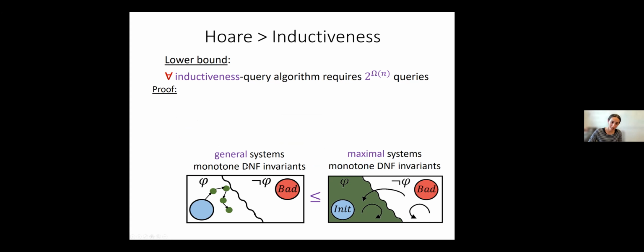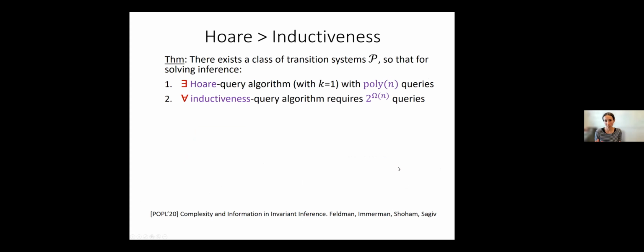And for general systems, we just saw before that inferring monotone DNF invariance for general systems requires an exponential number of queries. So altogether, we get that in the inductiveness query model, we need an exponential number of queries, even when we try to infer invariance for maximal systems for this class. Okay, so this gives us the proof of this gap.